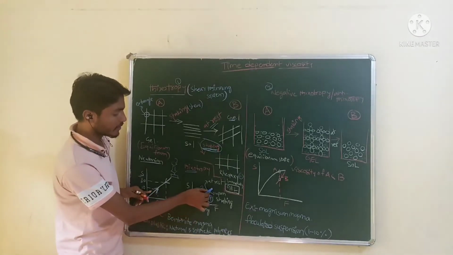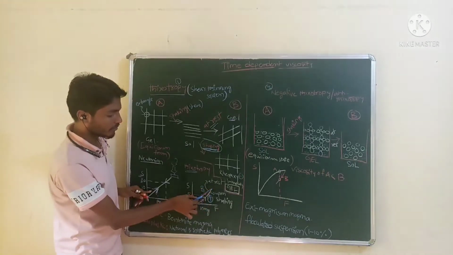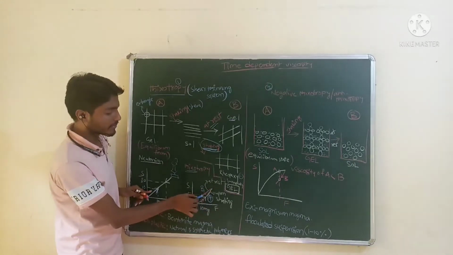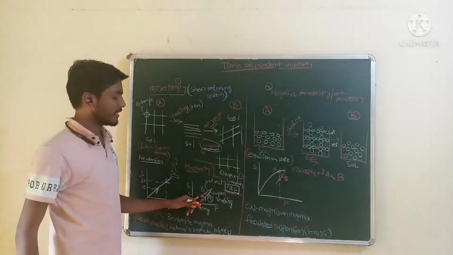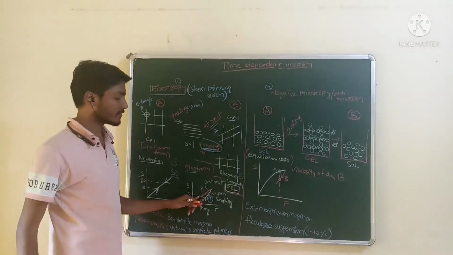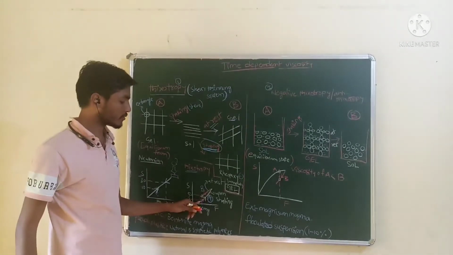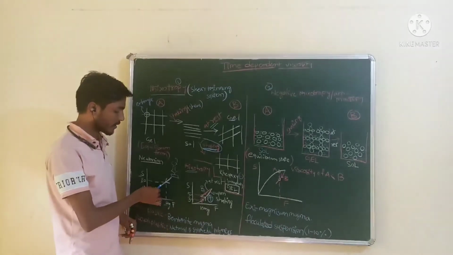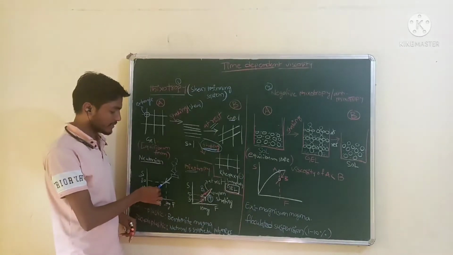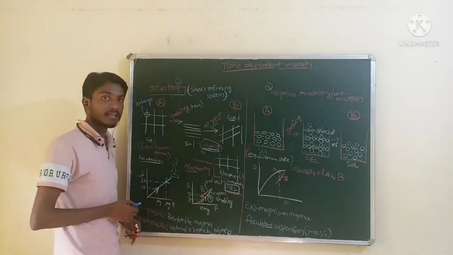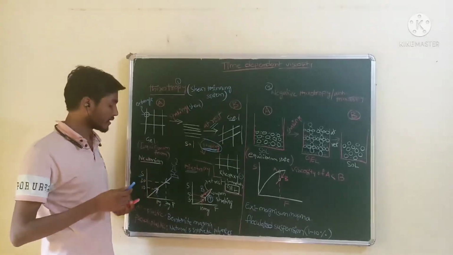This is the previous one. Once you keep it at rest, the system that forms has less viscosity compared to this. But here, whatever viscosity is present in the initial system, the same viscosity is present in the system which is formed after rest.